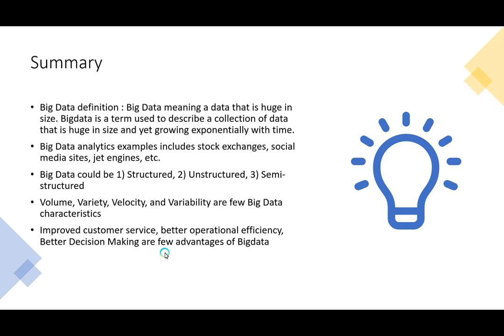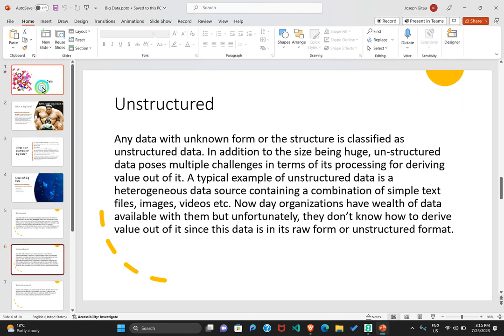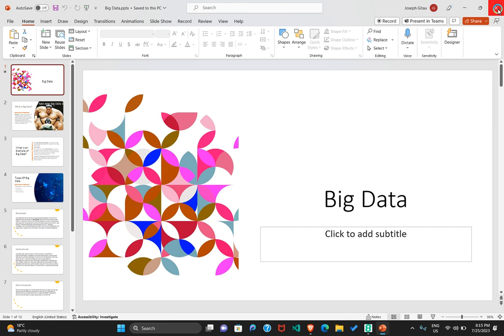We've defined what big data is, we've defined some examples of big data, and we've defined the types of big data and the characteristics. So what you should do is go and research more on the advantages of the availability of big data. Yeah, so that's all for the theory part. Let's go to the practical part.